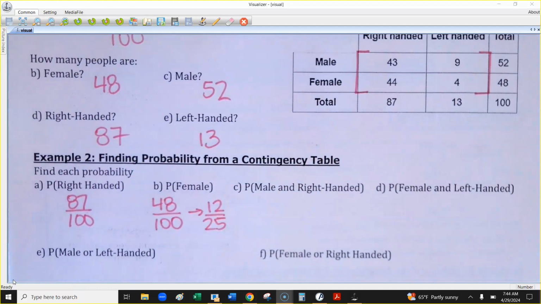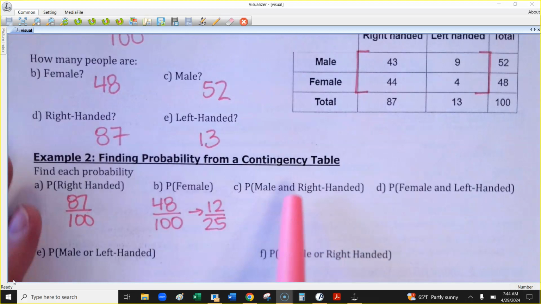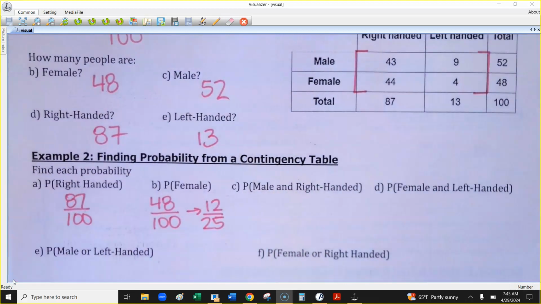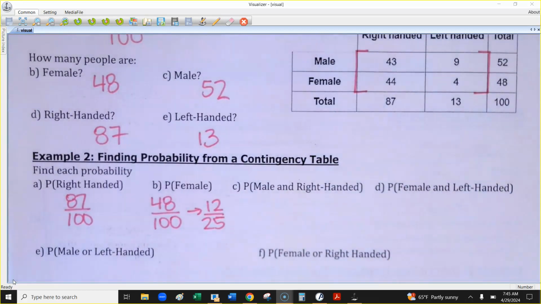Okay, now we did and or statements in our last lesson. And I told you to think multiplication if you saw and, right? And addition if you saw or. And that's still true. But if you have the information displayed to you in a table, instead of trying to multiply probabilities, the probability that you pick somebody that is male and right-handed, you can actually just pick the information out from the table. It's one of the numbers in the table over 100.